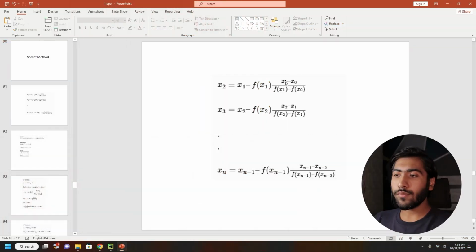In this video, we will focus on secant method. It is a method to find roots of an equation and it is an iterative method. So this is the general formula of secant method. x2 is equal to x1 minus function of x1 multiplied by x1 minus x0 upon function of x1 minus function of x0. Now as it is an iterative method, the values of x1 and x0 will keep updating with each iteration.